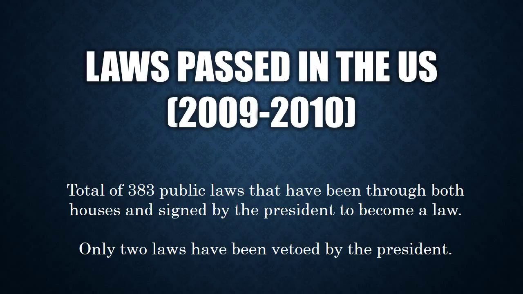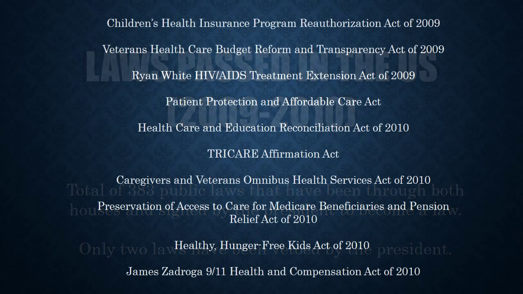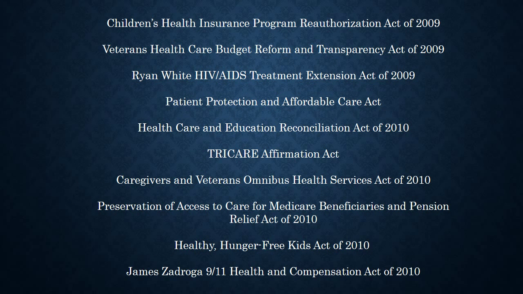The following are some of the more prominent laws implemented concerning the healthcare system in the United States. An example is the Children's Health Insurance Program Reauthorization Act of 2009, the Veterans Healthcare Budget Reform and Transparency Act of 2009, Ryan White HIV/AIDS Treatment Extension Act of 2009, TRICARE Affirmation Act, Caregiver and Veterans Omnibus Health Services Act of 2010, Preservation of Access to Care for Medicare Beneficiaries and Pension Relief Act of 2010, etc.